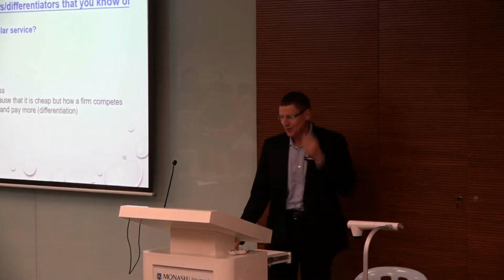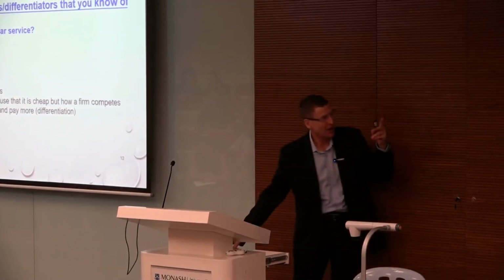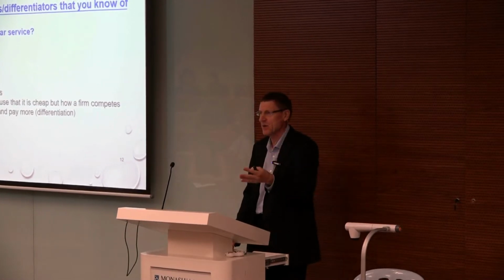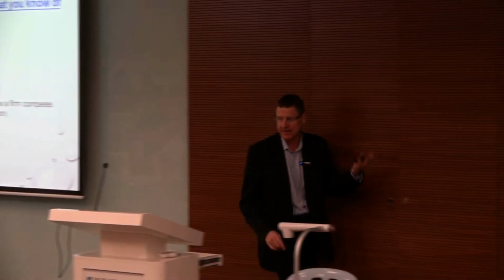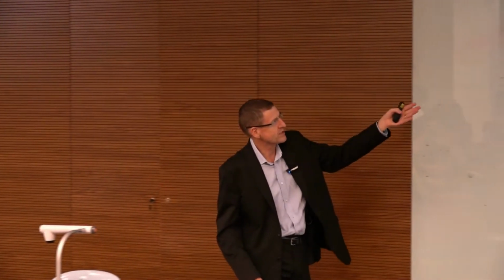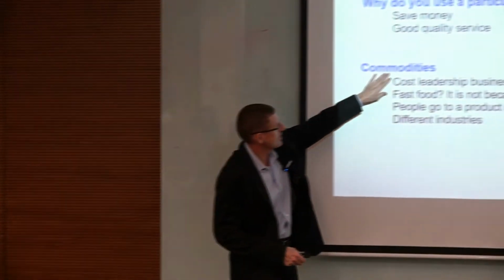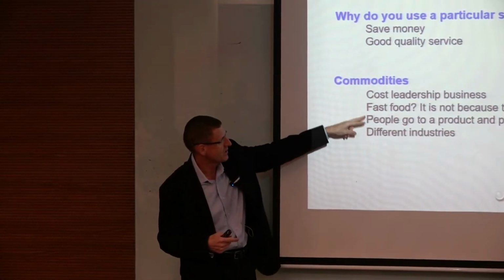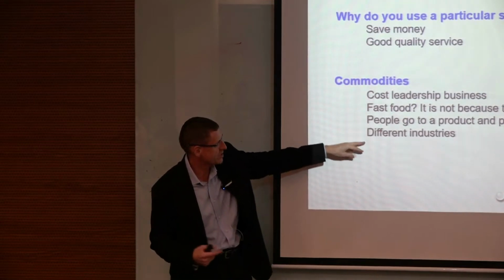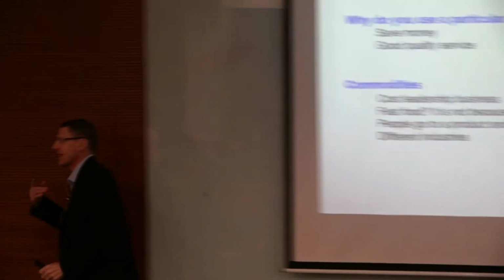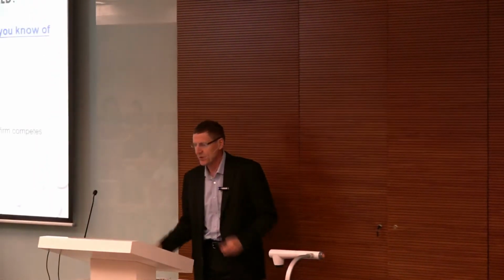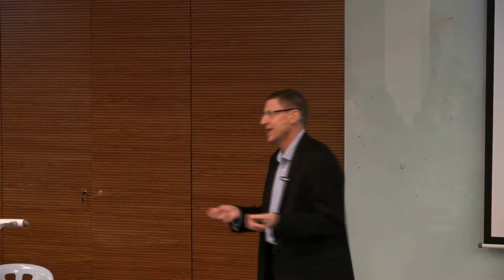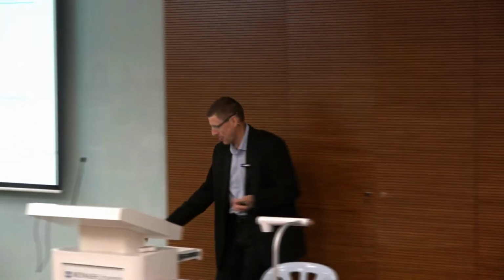So here's the big question. I'll repeat again: why do customers buy your product or service? To save money, to have good quality service, or do you have a commodity? Most commodities are a cost leadership business. Fast food is the same. People go to the product and pay more, that's differentiation. And of course, you need to think about different industries. So that was the first part of chapter 12, strategy. Your first learning objective is, why do firms succeed? And it all gets back to the customer.